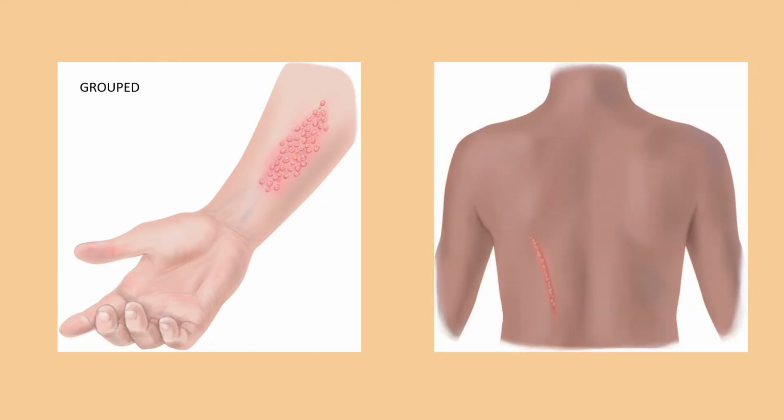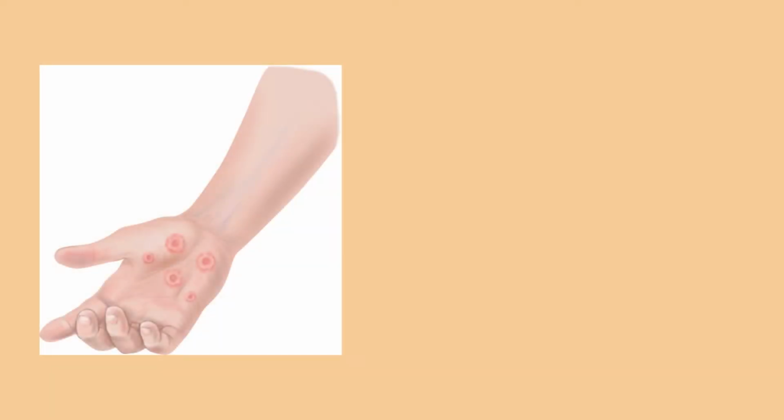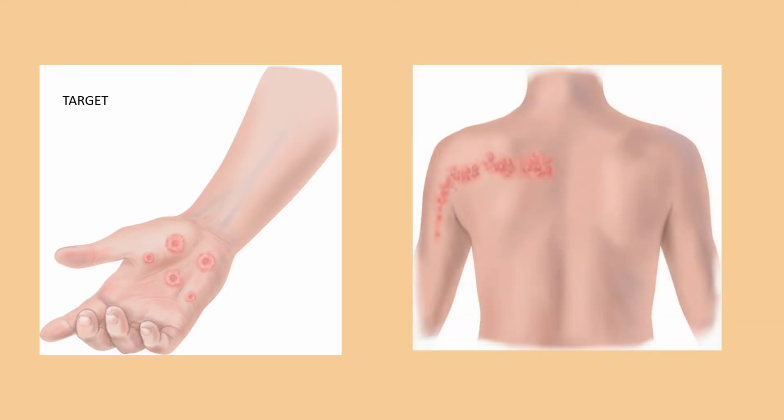How about this one? The lesions are in linear fashion. What are these? These are target lesions or iris lesions. These are concentric rings of color in lesions, as seen in patients with erythema multiforme. How about this one? It's a zosteriform configuration. These are linear arrangement along a unilateral nerve root, as in cases of herpes zoster.